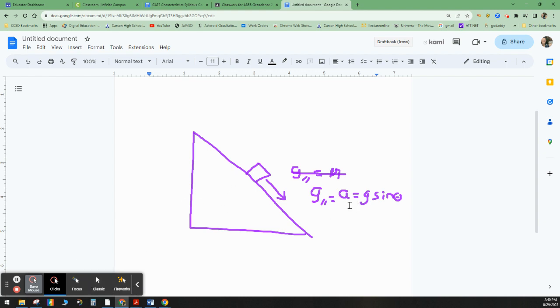Okay. All right. So anyways, that's how we get the acceleration down the ramp: G sine of theta.